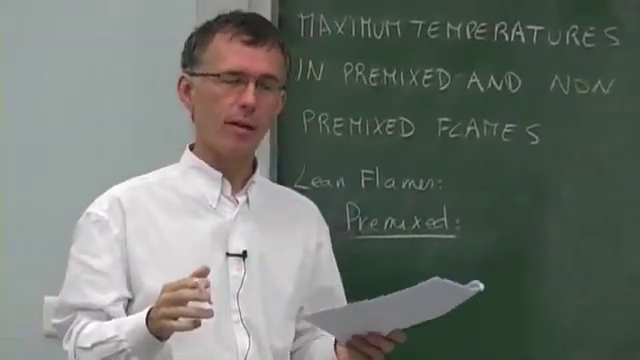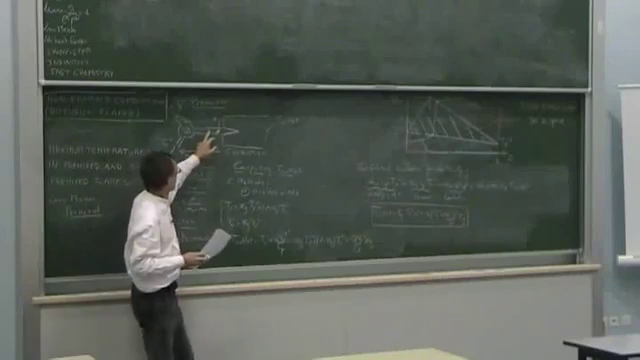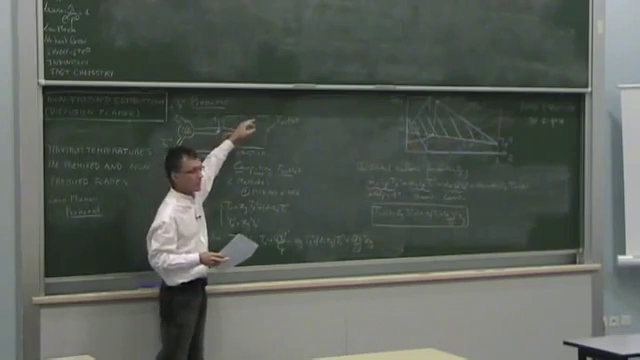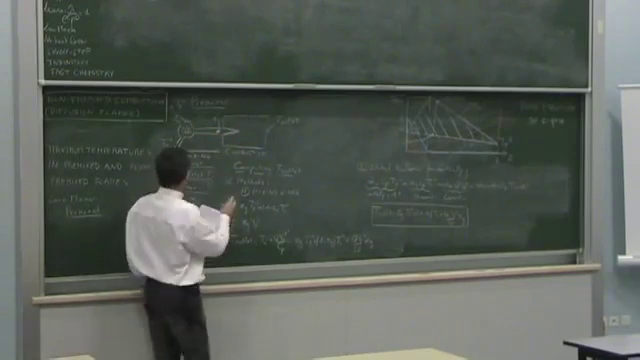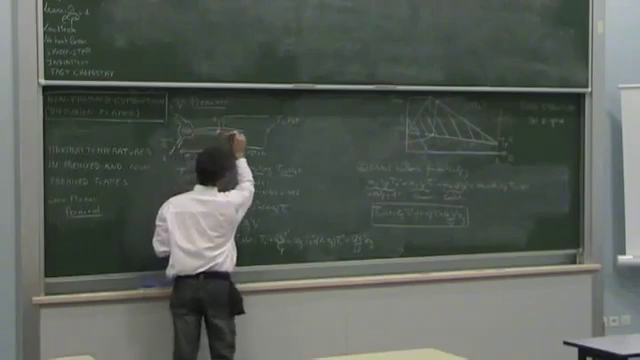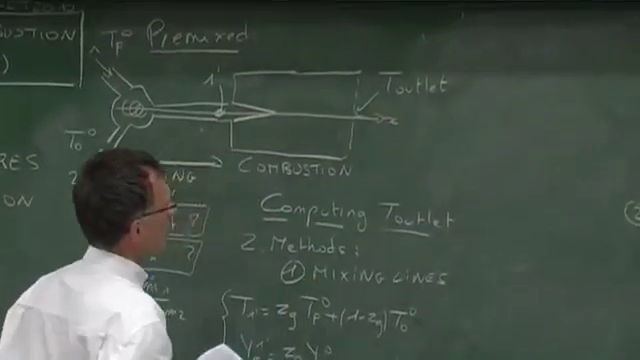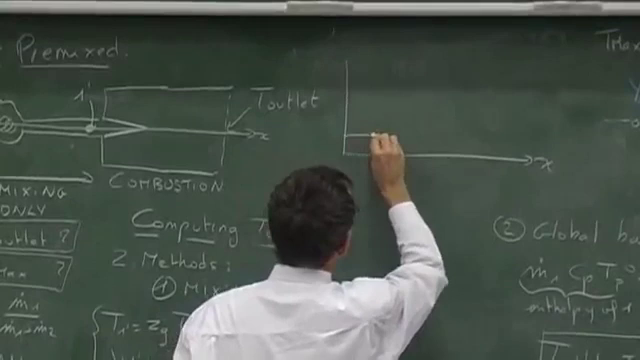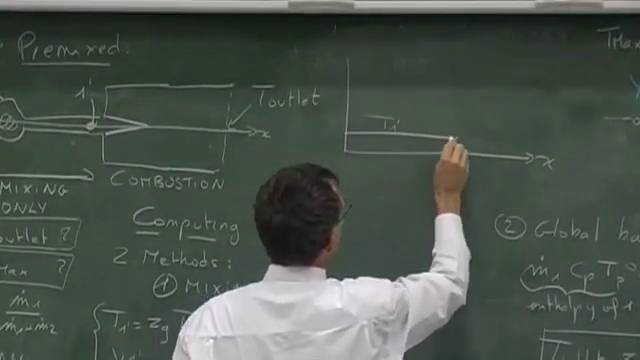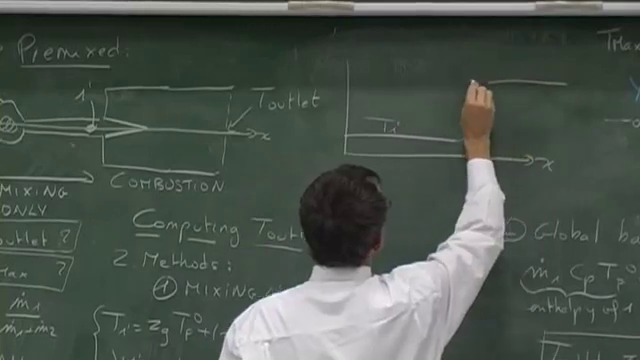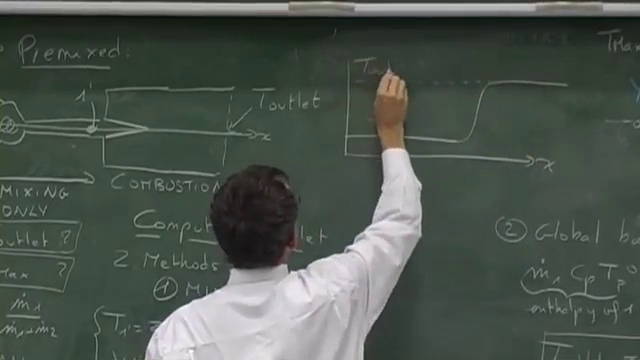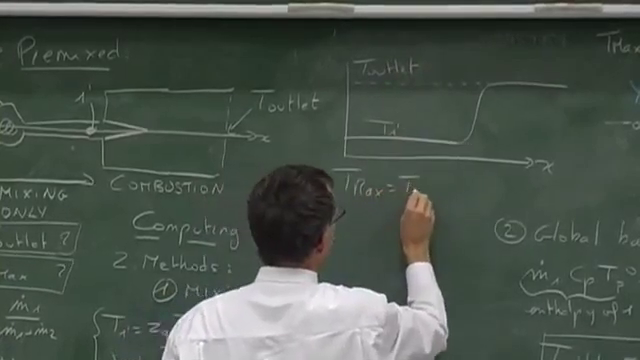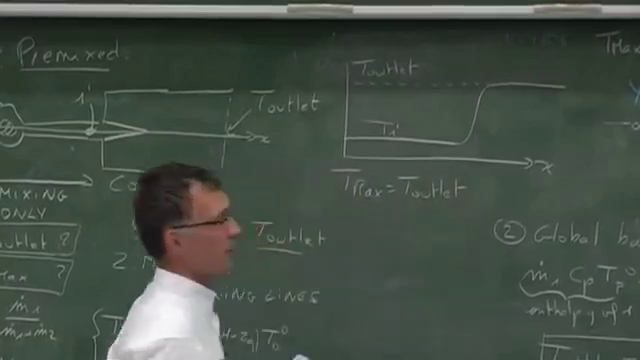Well, for a premix flame, remember we have said that before, if you travel, for example, along a line here, for a premix flame, you're going to go from cold to hot in a continuous way. So if I draw a line here, X, and I draw the temperature versus X, the temperature will do this thing. We'll have T1 prime here, and we'll go to T outlet. And so the T maximum is equal to T outlet for a flame like this.